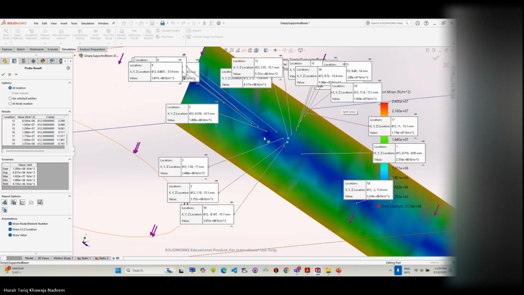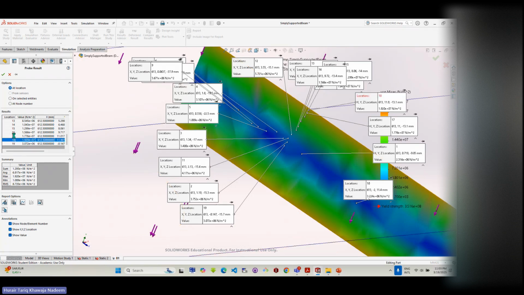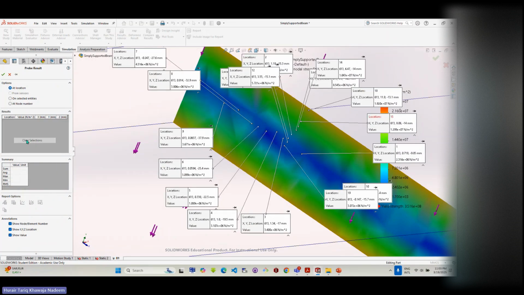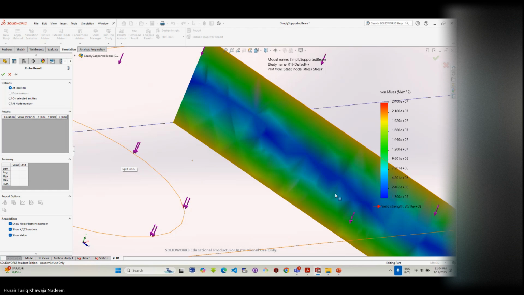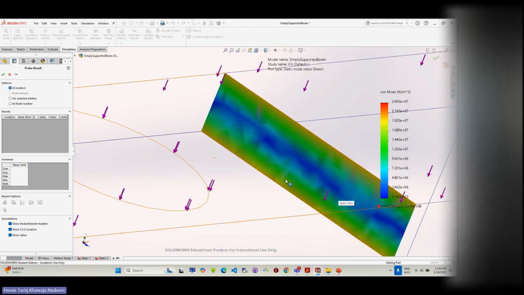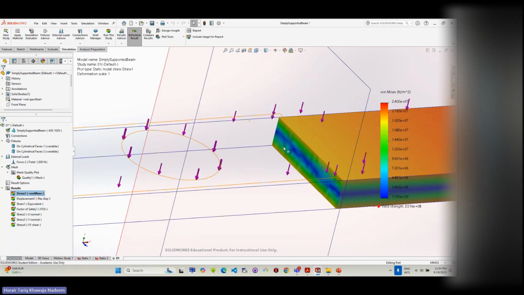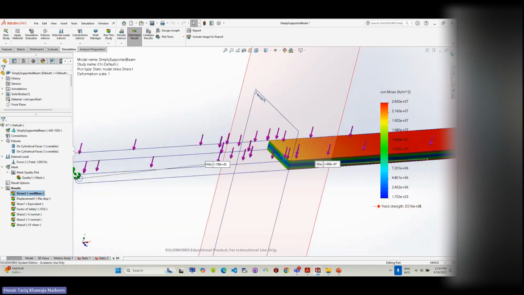Let's delete this one, for example, and this one. You can delete anything you want from here, or clear selection is going to clear everything. Like this, it's giving you a distribution. Look, you can see that. What is this? It's the neutral axis, isn't it? Okay, so shall we move to the other part? Any question?